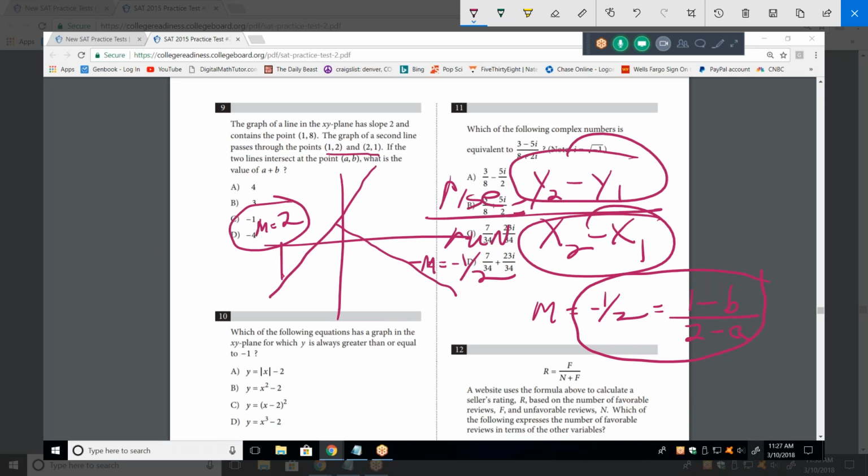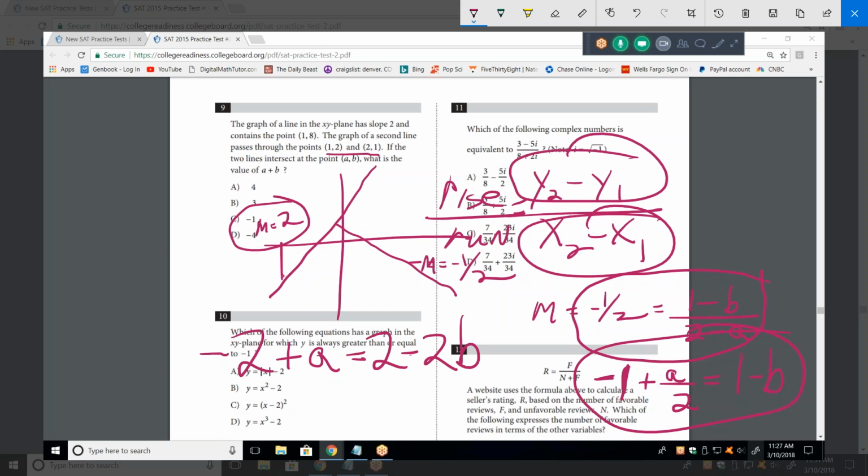I'm going to multiply both sides by the denominator. Here's what I get. -1 plus a over 2 equals 1 minus b. Now I'm going to multiply both sides by 2. -2 plus a equals 2 minus 2b. A plus 2b equals 4.